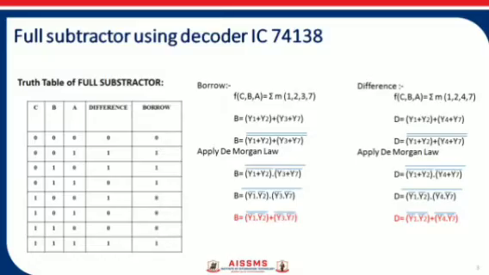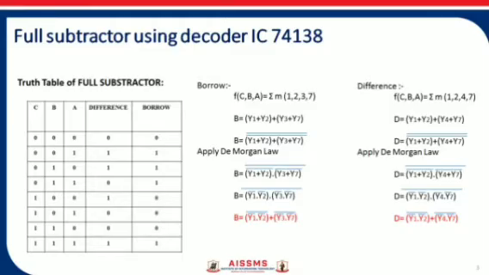Next, to implement this full subtractor, we have to draw a truth table. On the left hand side, you can see the truth table of the full subtractor. A, B, C are the inputs. On the basis of these values, we are calculating the difference and borrow. For 0 0 0, the difference is 0 and borrow is 0. For 0 0 1, the difference is 1 and borrow is 1. In the same fashion, we calculate the values for all the possible combinations.